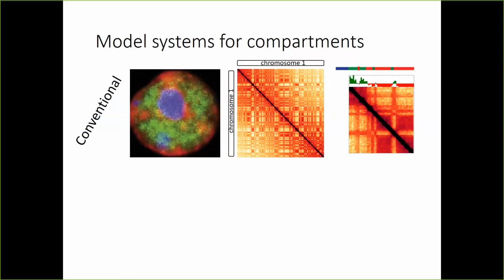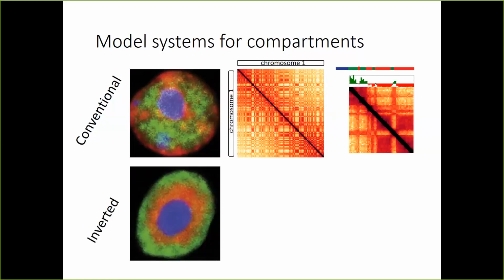With that in mind, it's really intriguing that there are these examples of what are called inverted nuclei that Irina has been studying for a long time, where this conventional organization is actually, under microscopy, completely flipped. All of the heterochromatin, both types, tends to coalesce in the center of the nucleus, whereas the active euchromatin tends to be on the outside.